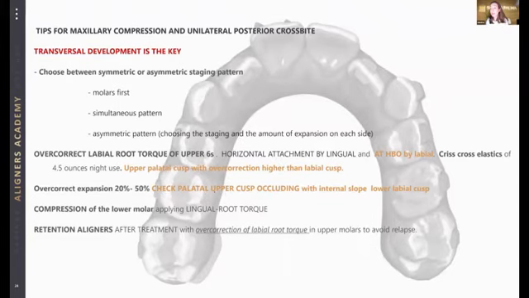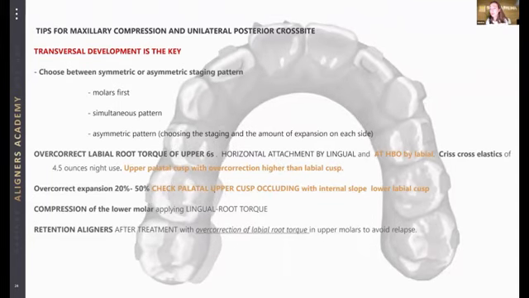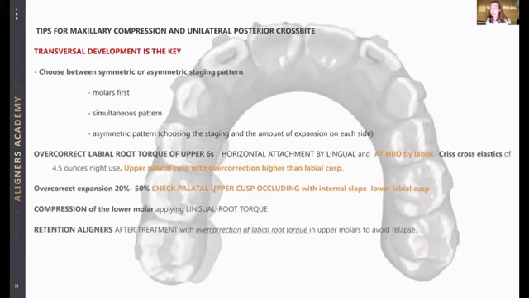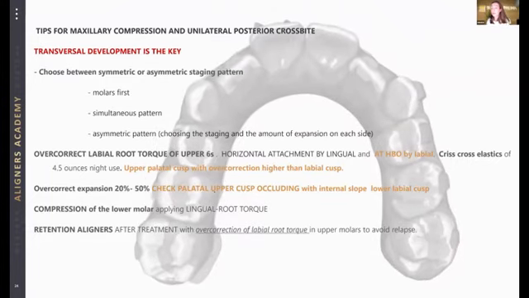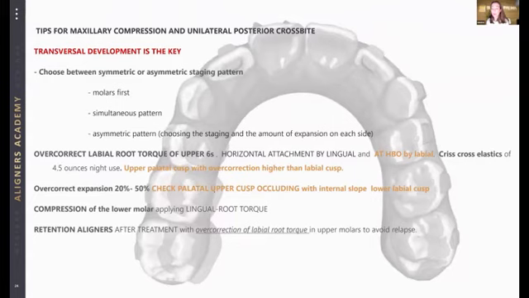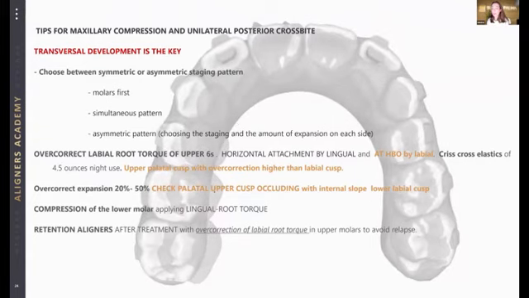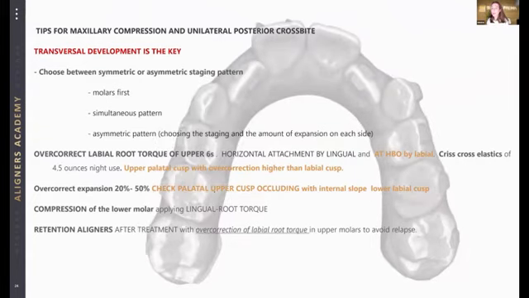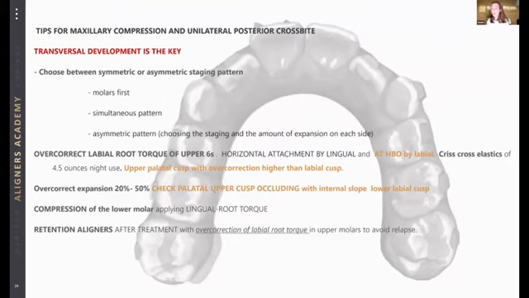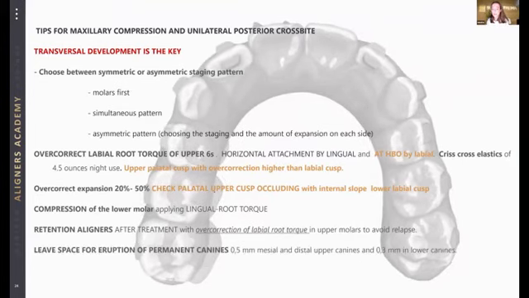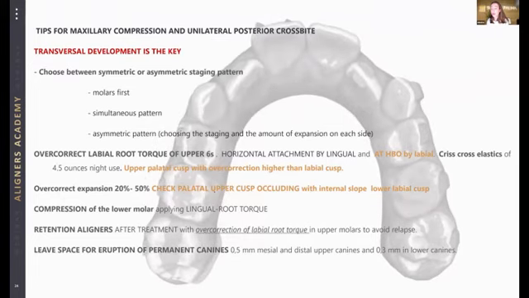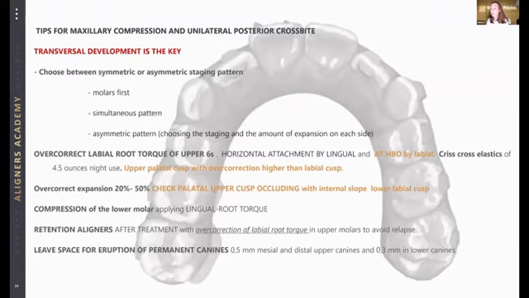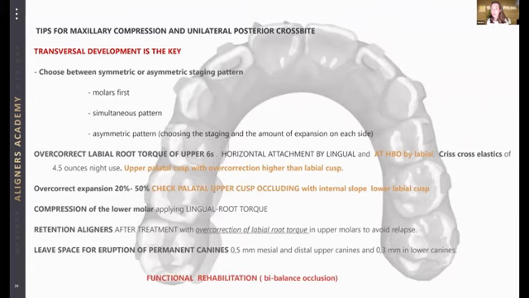As a retention aligner, we re-scan the patient before Align Technology closes the case. You know that in first treatment, we have to complete the correction before 18 months. So before we close the case, we re-scan the patient and ask for additional aligners just for night use. We will leave some extra space for the eruption of the upper permanent canine that will be bigger than the temporary ones.